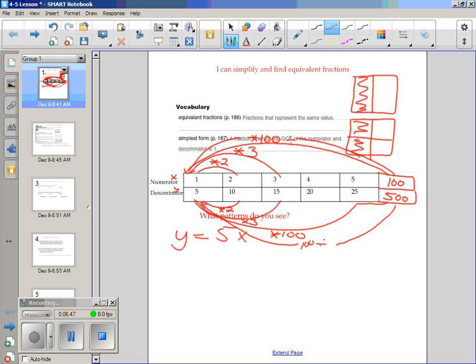All right? Any other patterns that we see? Robert? So if you see numerator, 1 plus 4 equals 5, and 2 plus 8 equals 10. Then 3 plus 12 equals 15, so every time it's adding 4.